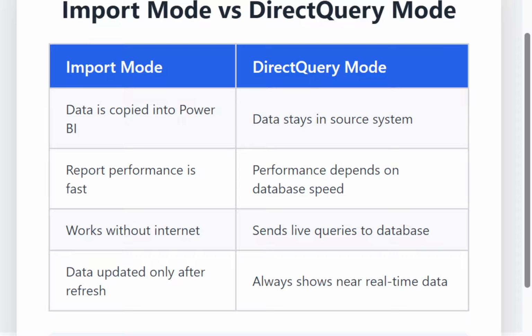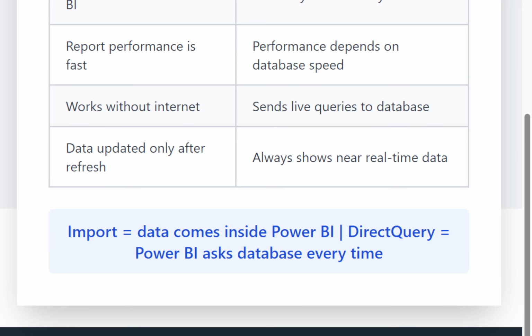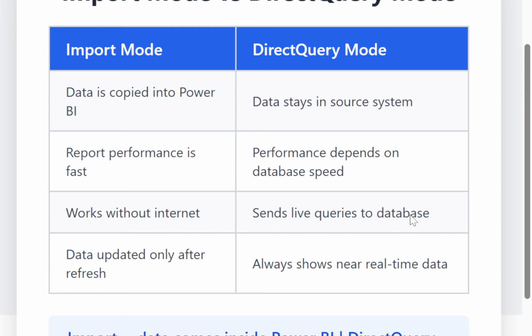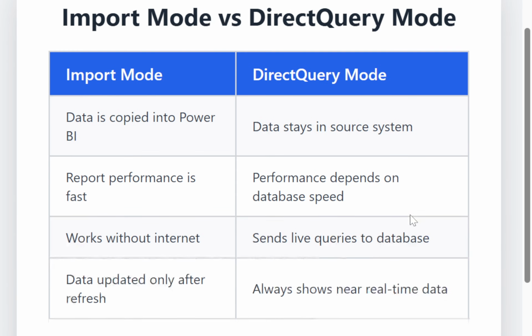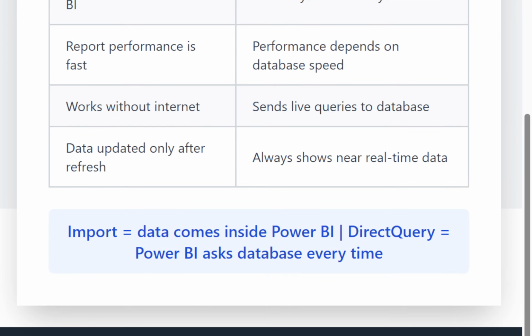Now coming to the direct query mode, it always shows real or near real time data. So here is a one liner difference. Import mode, data comes inside Power BI, while direct query mode, Power BI asks the database every time. I hope this is clear to you. I'll show you this also when I create a new video to show you the practical of all these questions.